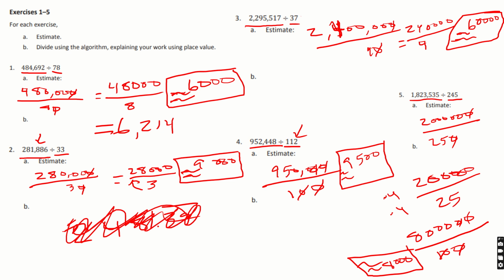So 281,886 divided by 33, I actually get 8,542 exactly. That's the exact answer. And see, this is where this estimation, this ballpark, helped me double check stuff, because we are used to putting things on the calculator and just taking it at face value. Oh, yep, that's what it is. That's what the calculator said.